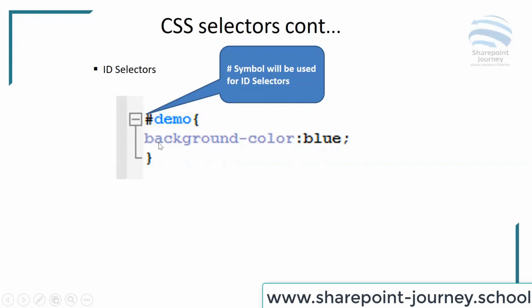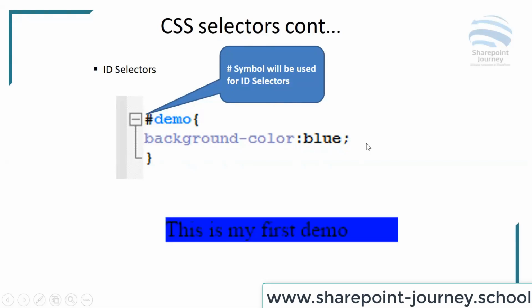So in this case, what I'm doing, I'm trying to get all elements with ID equal to demo. Then I'm applying the background color to blue. Then this is how the text will change.